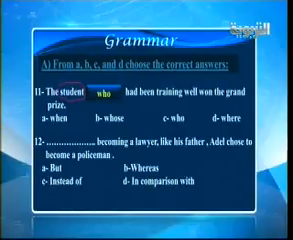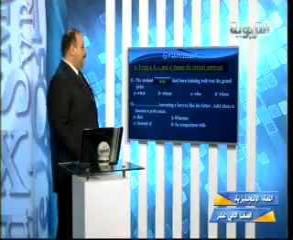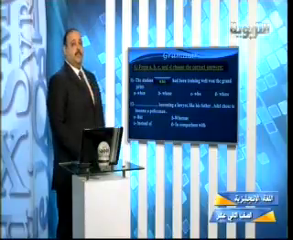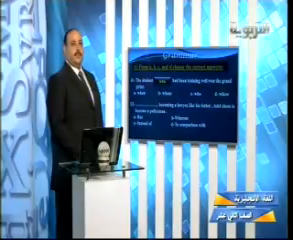Blank becoming a lawyer, like his father, Adil choose to become a policeman. Now, here also we have a key. Look at the sentence very well. What is the key here? We have becoming. The word becoming is a verb plus ing. It's a gerund. Now, if we're talking about gerunds, there must be one possible answer.